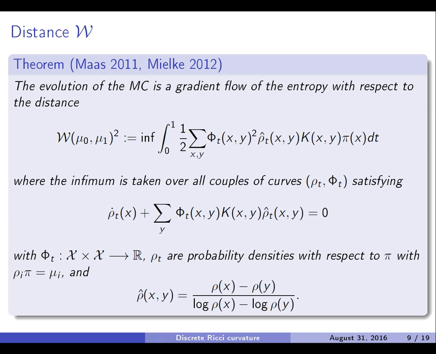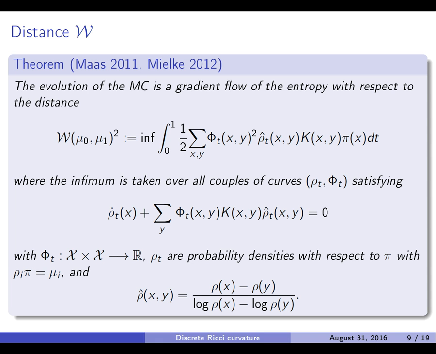And now it turns out that if you want the evolution of the law of the Markov chain to be the gradient flow of the entropy with respect to this distance, there is exactly one choice of measure on edges that works, and it's to take the logarithmic mean of the weight on the two neighboring vertices. So this turns out to be exactly what you have to take.